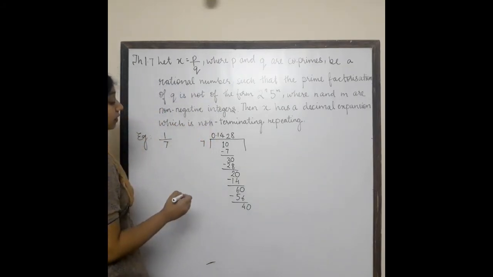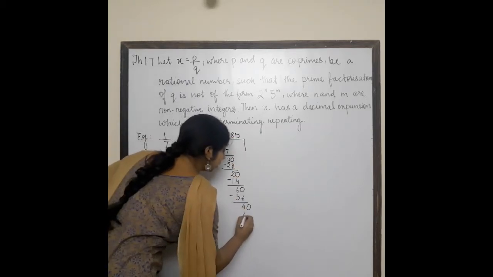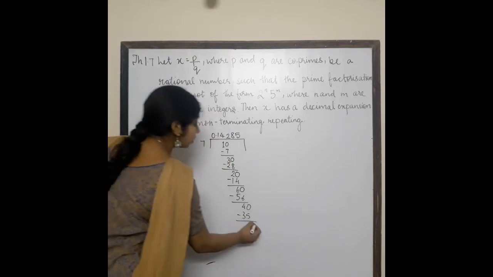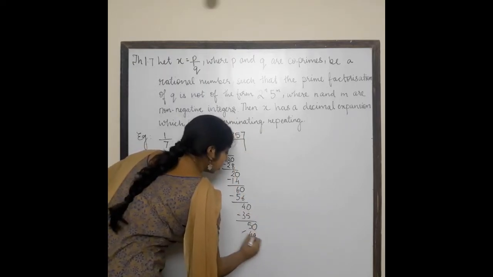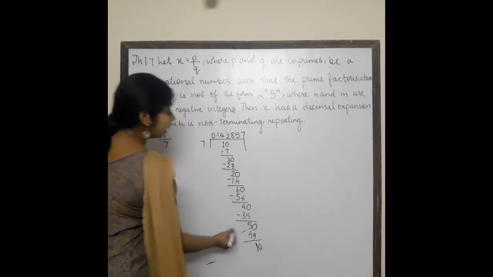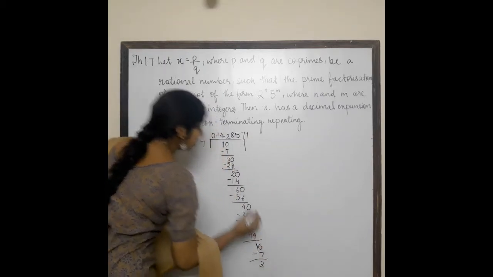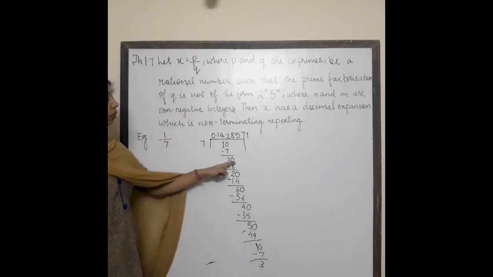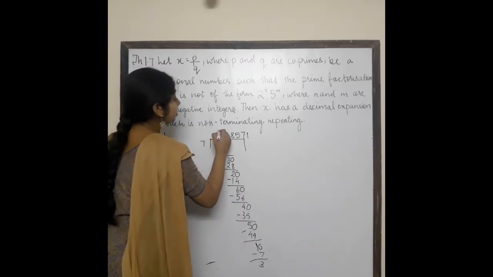Then we have 7 fives are 35, 7 sixes are 42. So 7 fives are 35. 40 minus 35 is 5. Put a 0 over here. 7 sevens are 49. 50 minus 49, 1 coming over here. Then 0. Then again 7 ones are 7. This gives us 3. Now again if 3 is over here, then we will put 0. Then we will get again 2. So you see, this is repeating.